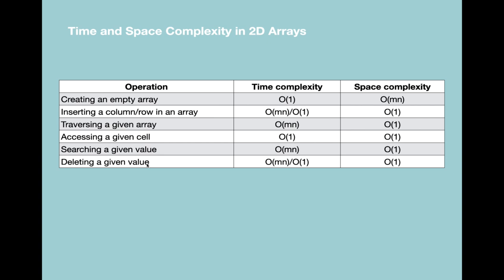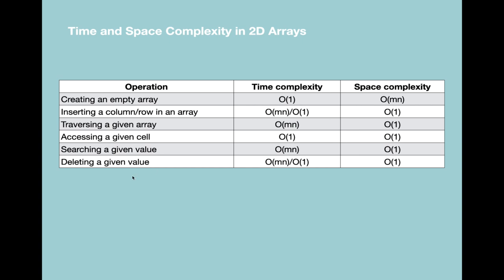Then searching a given value. If we are using linear search, then the time complexity will be O(MN). Because here, one more time, we are checking each and every element of the array to see if this is the value we are looking for or not. And space complexity is constant because we don't need any extra space to perform this operation.